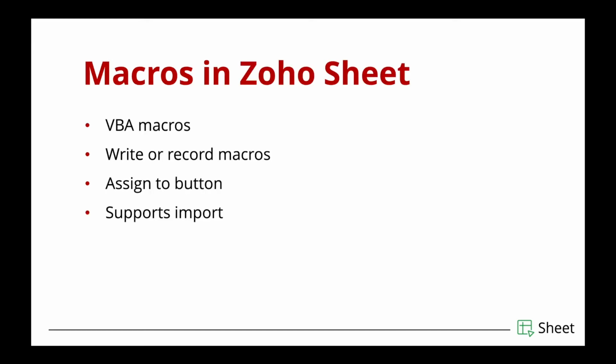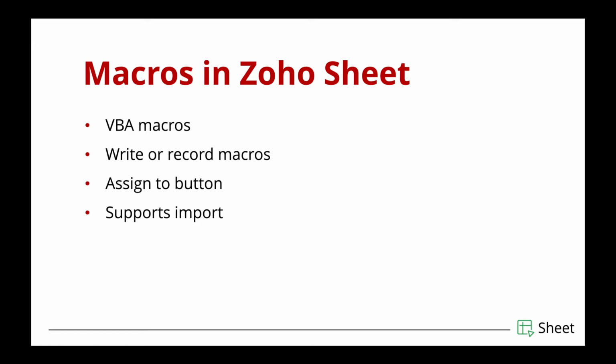Zoho Sheet supports VBA macros, that is Visual Basic for Applications macros. This is the same language that is also used for macros in Microsoft Excel. In Zoho Sheet, you can create macros in two ways. You can either record the macros and execute or run them, or you can also write the macros from scratch if you're someone who's well versed with VBA.